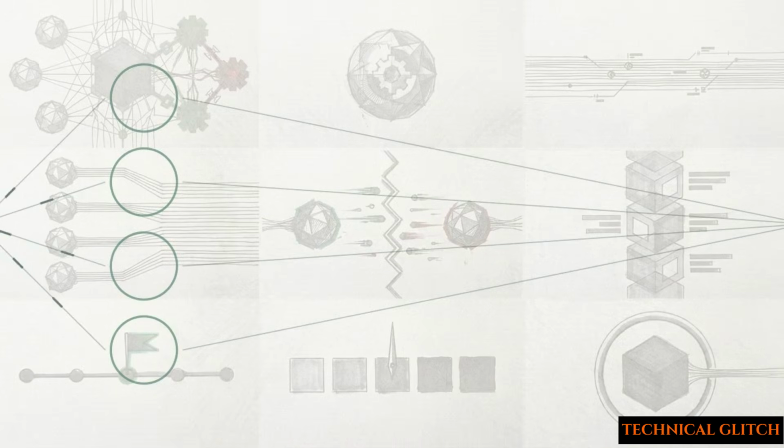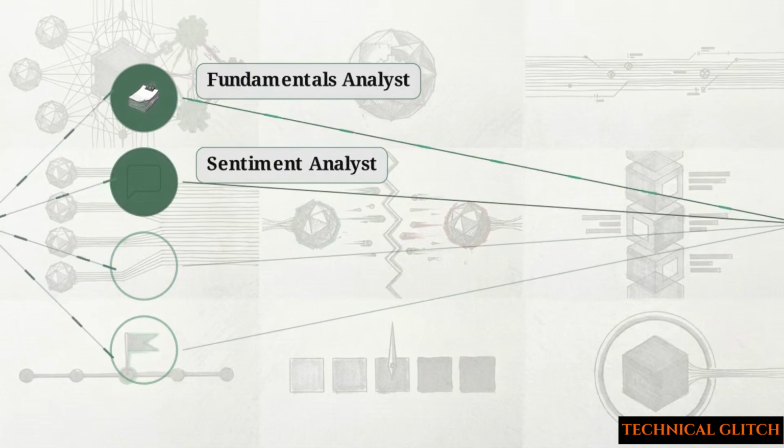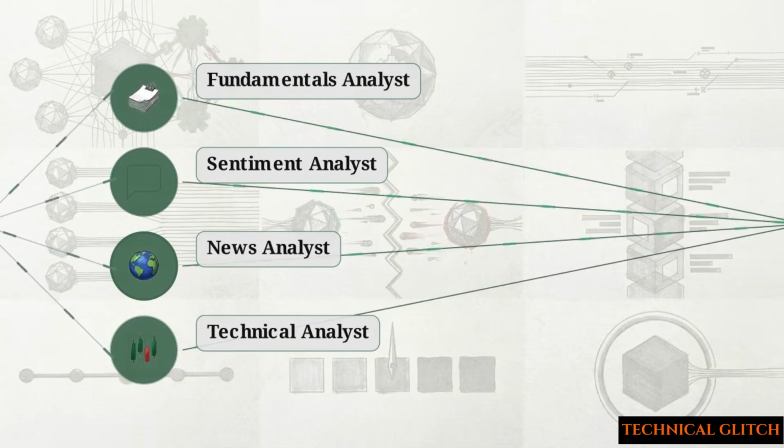The first layer deploys 4 parallel analyst agents. The fundamentals analyst calculates intrinsic value from SEC filings and ratio analysis. The sentiment analyst scores X and Reddit for public mood. The news analyst tracks macro events. Finally, the technical analyst runs MACD, RSI, and pattern detection.